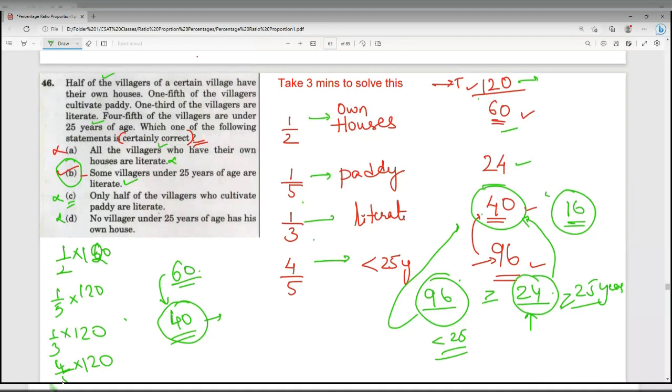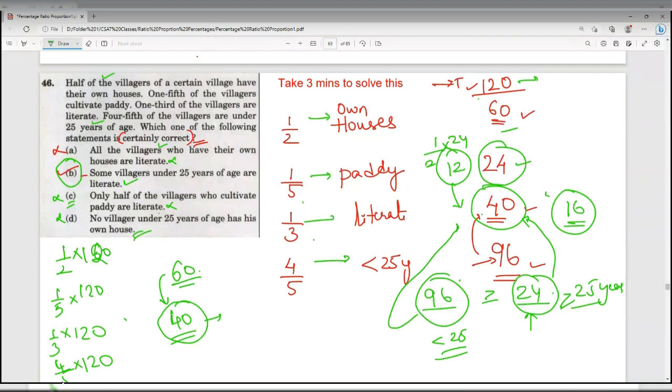So we'll see why this option is wrong. Only half of the villagers who cultivate paddy are literate. So paddy people are 24. Half of 24 is 12. They are saying 12 villagers who cultivate paddy are literate. We cannot say exactly whether they are only 12 or 15 or 24. We cannot say for sure how many people are literate. So this is wrong.